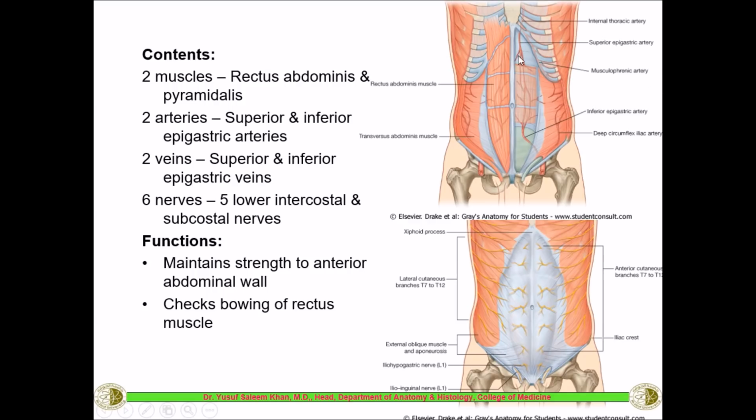It will be giving the strength to the anterior abdominal wall, as well as it also prevents the bowing of the rectus muscle. When you bend forward, if there is no rectus sheath, then this muscle will be projected in the front. This is prevented by the presence of this rectus sheath, which will give strength to this muscle, as well as prevent bowing of the rectus muscle. So these are some of the important functions of the rectus sheath. This was all about the muscles of the anterior abdominal wall as well as the rectus sheath.